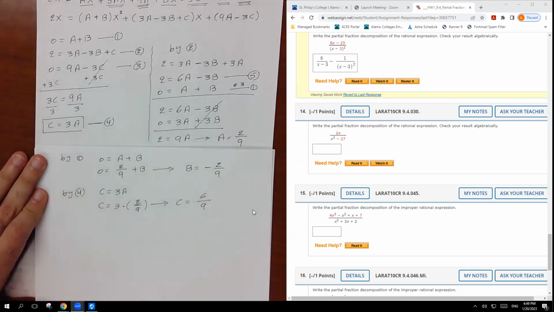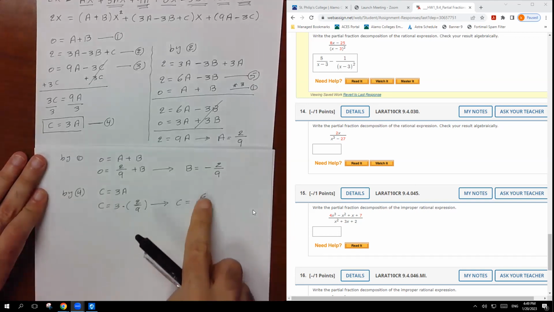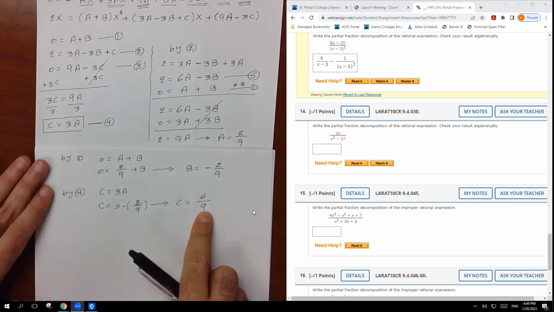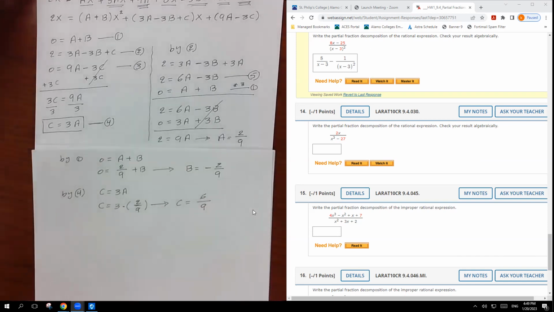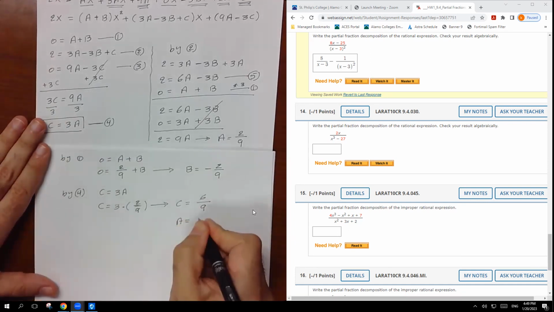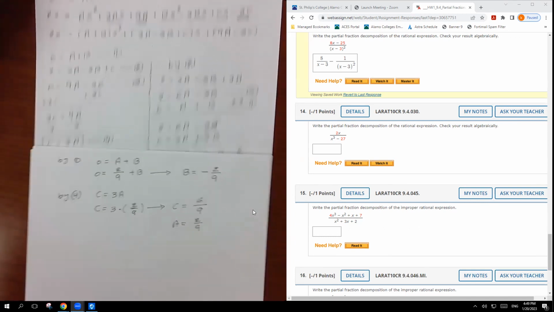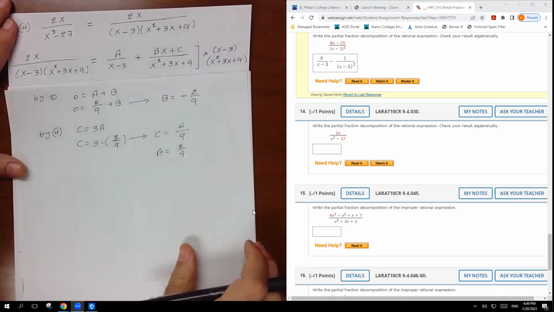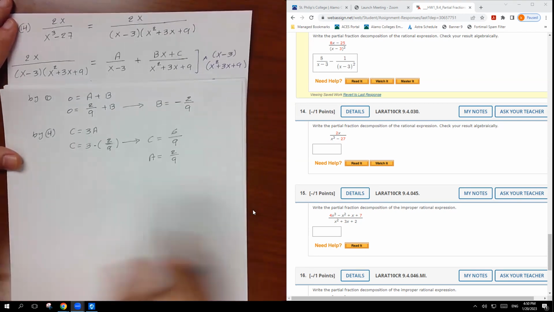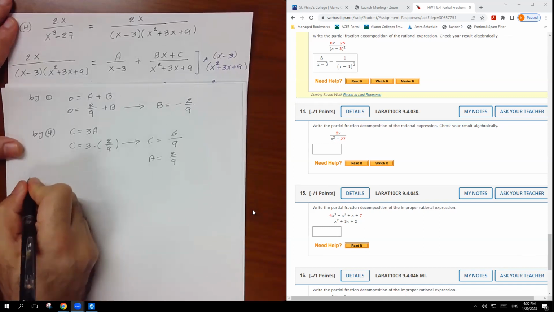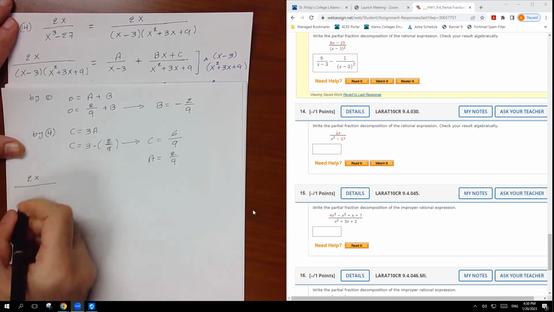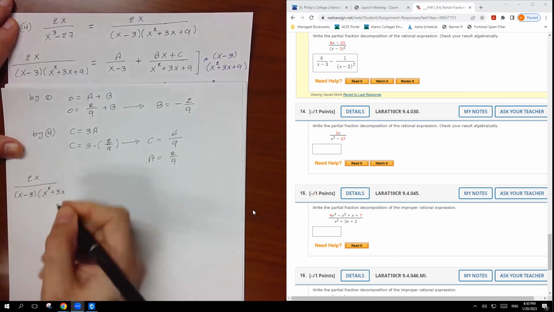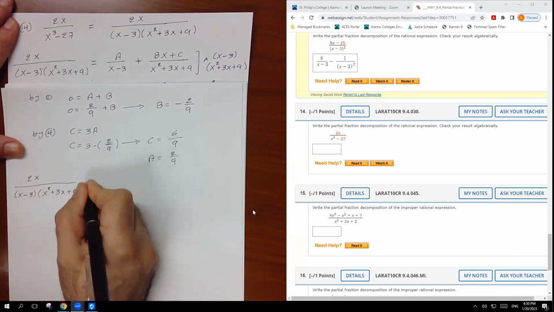And let's check. When you plug in, I'm going to show you why I'm going to keep it 6 over 9. So when we plug in now, instead of a and b and c, I'm going to go back here. So I'm going to write down the value of a, which is 2 over 9. And I'm going to plug in everything here. The first one. So 2x over x minus 3 and x squared plus 3x plus 9 is going to be equal.